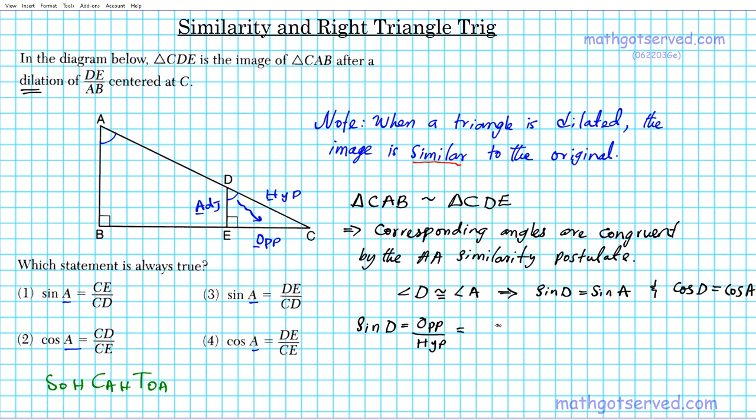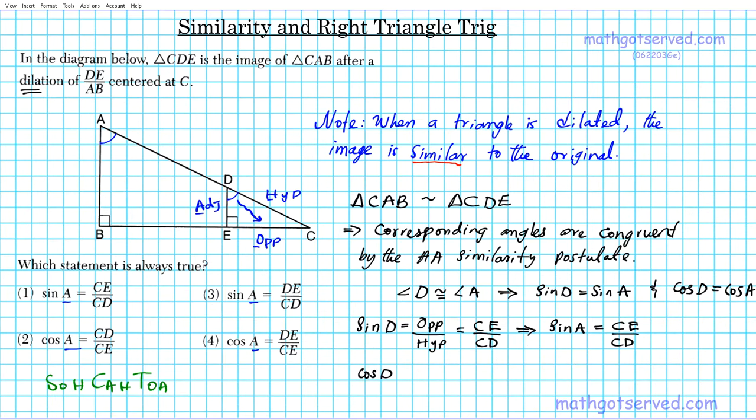Now the opposite is EC, or I can just say CE to match the options. CE over hypotenuse, CD. That's for sine D. But since sine D is equal to sine A, it follows that sine A, by substitution, is also equal to CE over CD. Isn't that something? Now let's take a look at cosine.